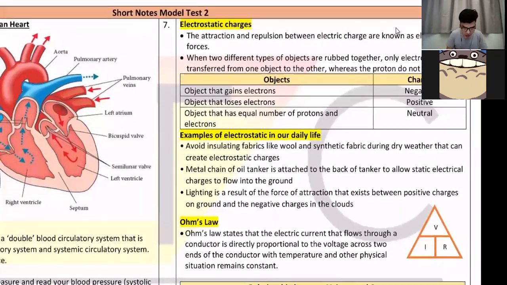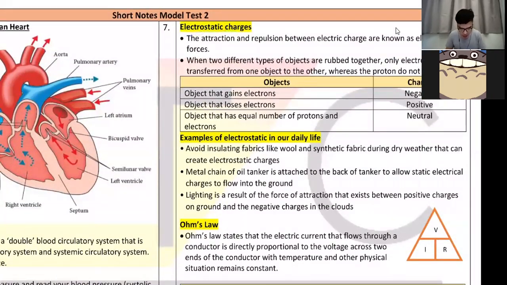All right, anyway, so electrostatic charges. The main point for this chapter is like charges repel, positive repel positive, negative repel negative, and positive and negative attract. Different charges attract. Please take note, only electrons will move. Protons will not move. If I gain electrons, which are negative, I become negative. If I throw electrons, I throw negative away, I become positive.